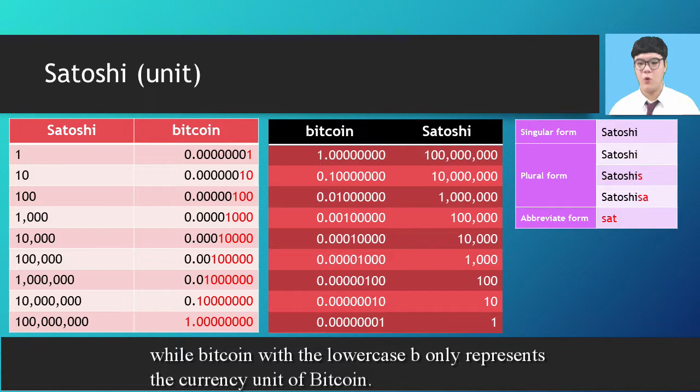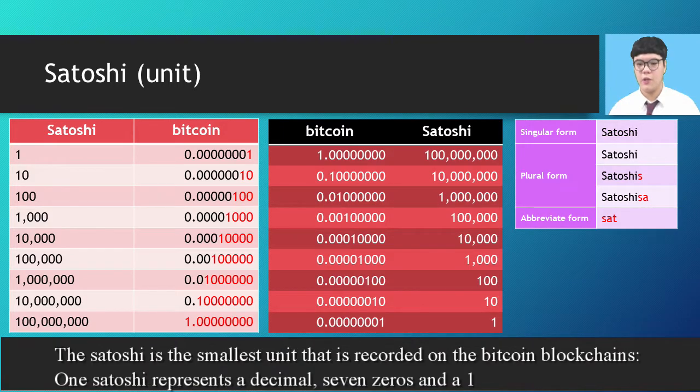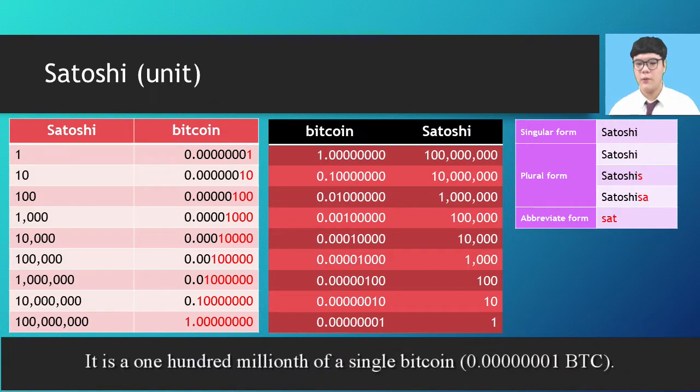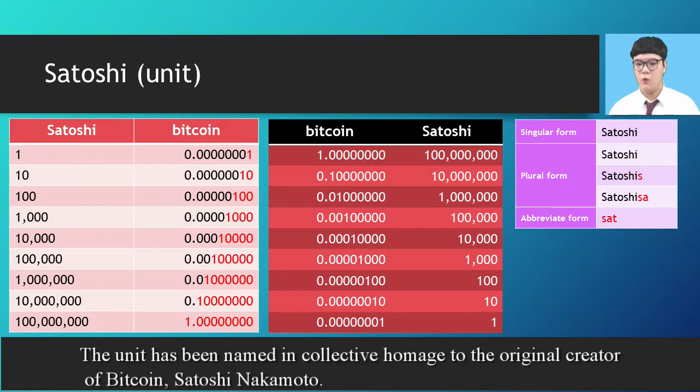ecology, while bitcoin with the lowercase b only represents the currency unit of Bitcoin. The Satoshi is the smallest unit that is recorded on the Bitcoin blockchain. One Satoshi represents a decimal, 7 zeros and a 1. It is 100 millionth of a single Bitcoin. The unit has been named in collective homage to the original creator of Bitcoin, Satoshi Nakamoto.